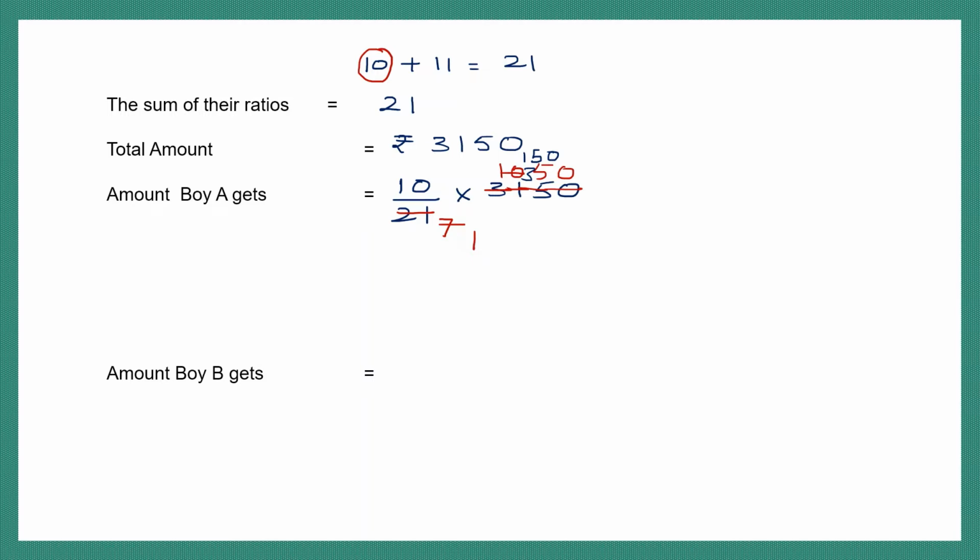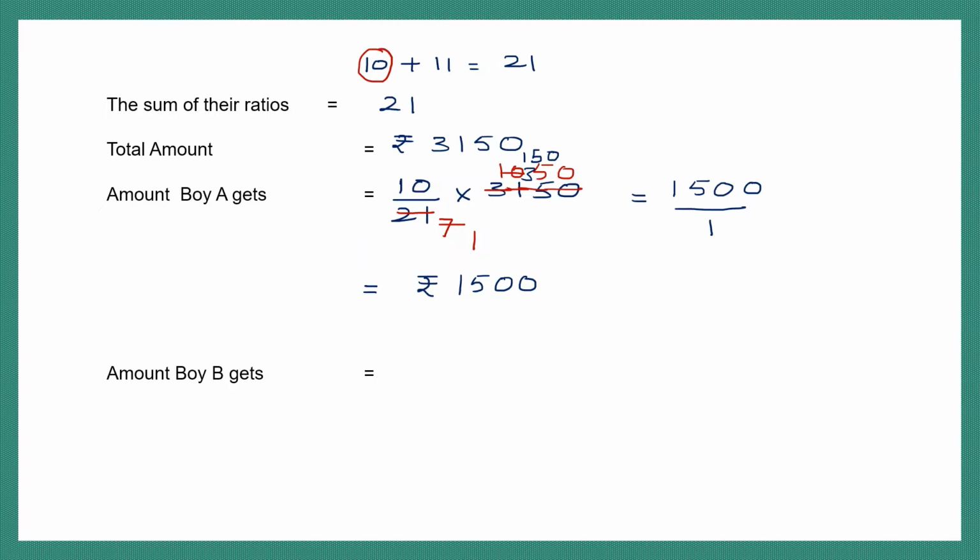So in my numerator, I have 10 into 150 and in my denominator, I have 1. So 10 into 150 is, you write 150 into 10, you add one more 0. So that makes it 1,500 by 1. Now we're talking about the amount the boy gets. So the amount that the boy gets is rupees 1,500, because 1,500 by 1 is 1,500. So now that we know how much the boy A gets, we can find out how much boy B gets.